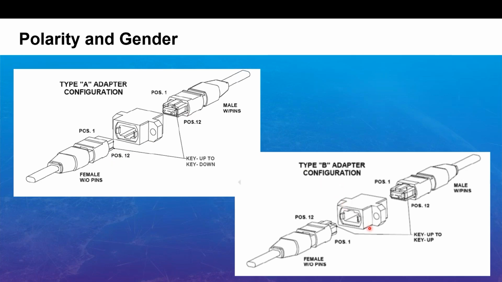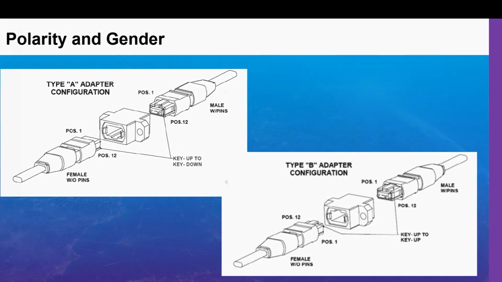Type B configuration, it's key up to key up. So now we've got position 1, so we'll have a white dot here, going into fiber 12 because we've flipped that cable over, and 12 is going to 1. So these adapters are critical. They come key up to key up when you're mating them, and you can get it key up to key down. So just keep that in mind as well. Polarity with ribbon fibers definitely gets tricky.